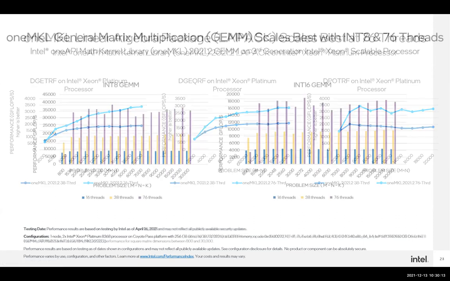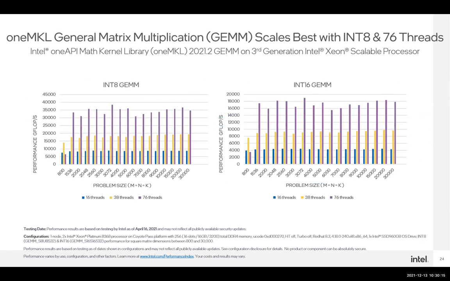And finally, this last example shows performance scaling for GEMM calculations for integer 8 and integer 16 data types, also on a 38 core Ice Lake CPU. Performance is shown in gigaflops here. So again, higher is better, and it's best when using 76 threads.